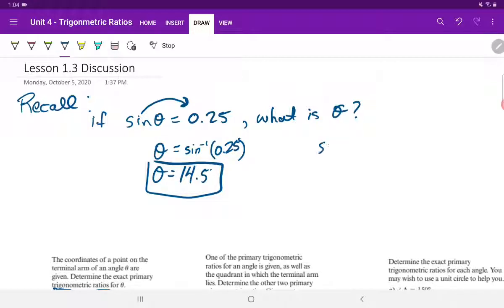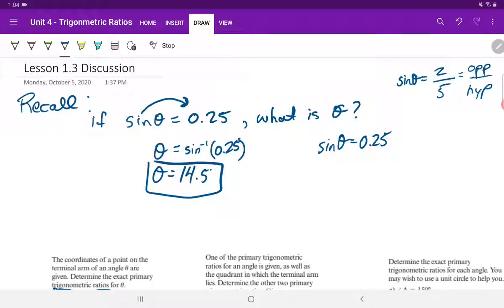Now you might say, well, shouldn't this always be a fraction here? We have sine theta equals 0.25, and you might be wondering, how's that? That doesn't look like what we did in our last lesson. In our last lesson, we would have had something like sine theta is equal to, let's say, 2 over 5, for example. Now remember that this is really just the ratio of the opposite side to the hypotenuse.